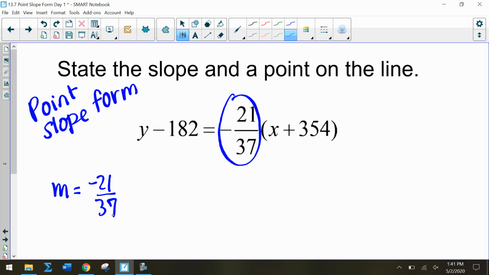Okay, and then we're looking for a point. So remember, it's an x comma y. But since this sign is plus, that means 354 is negative. And then since this is just minus 182, we have a positive 182. So that's a point on that line.